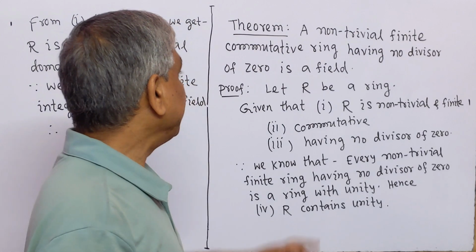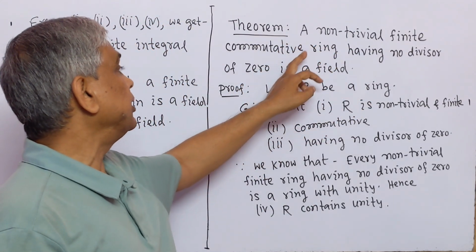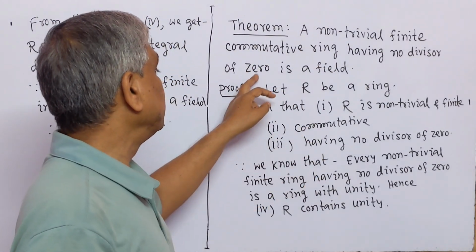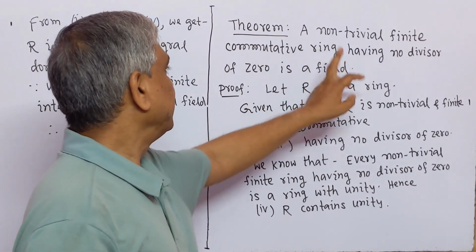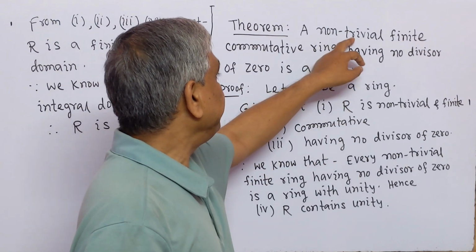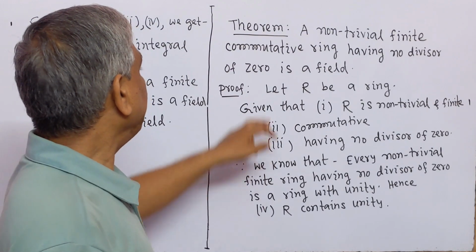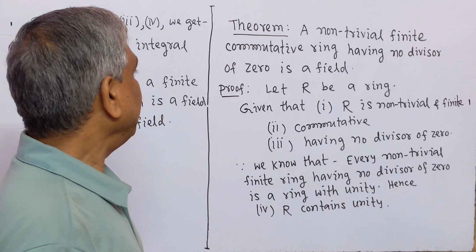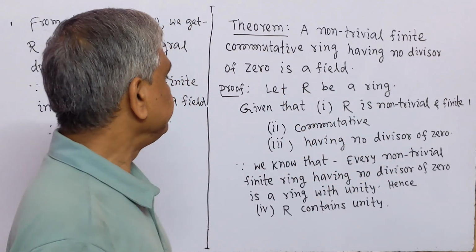Now we prove the next theorem. Theorem: a non-trivial finite commutative ring having no divisor of 0 is a field. Let R be a ring. Given that R is non-trivial and finite, this is number 1. Number 2, R is commutative. Number 3, R contains no divisor of 0.